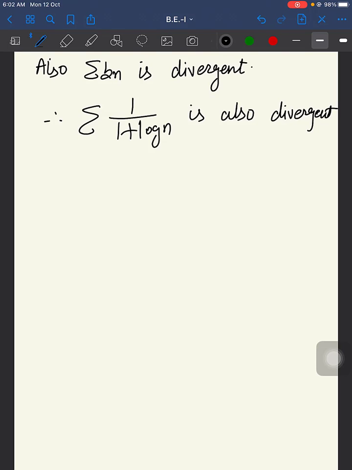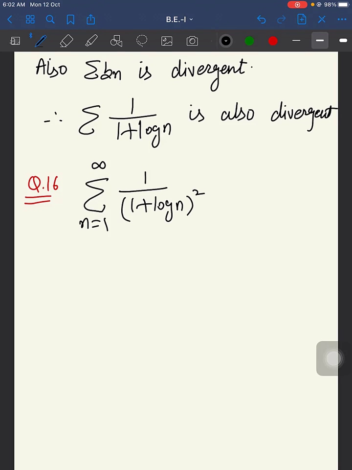Question number 16. I'll give you the hint. For this question, again you need to choose Bn to be 1 by n, and you use the direct comparison test. So it will come out to be a divergent series.